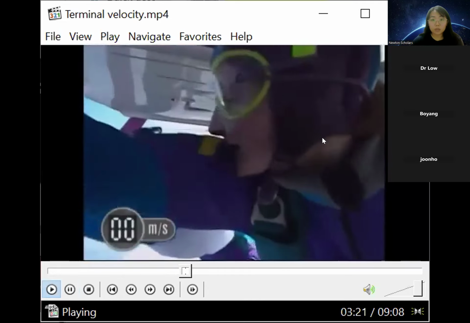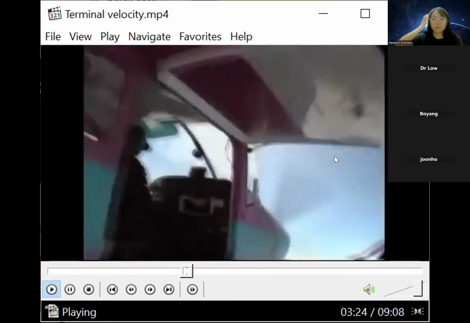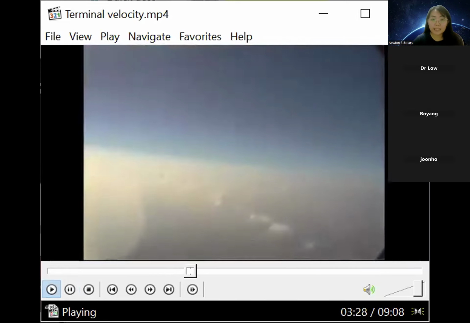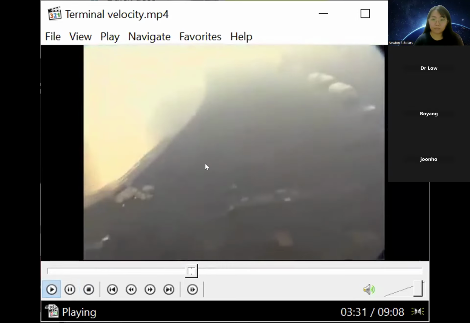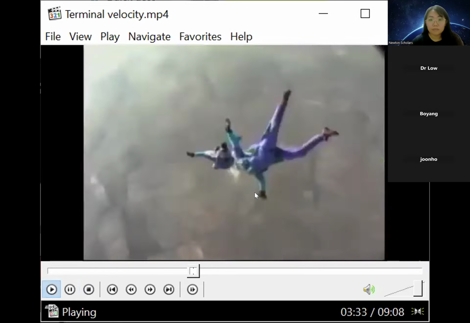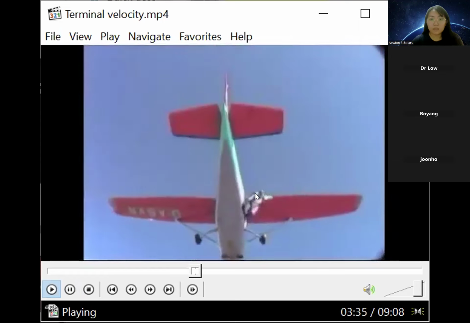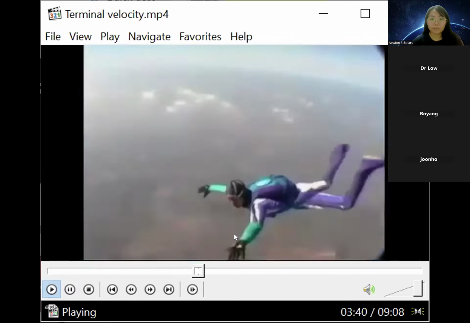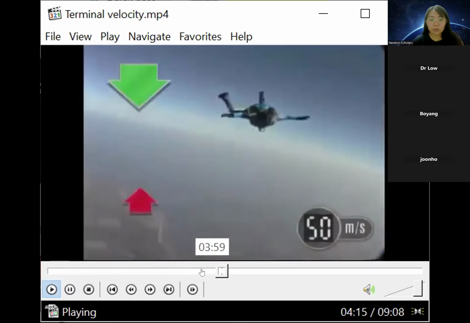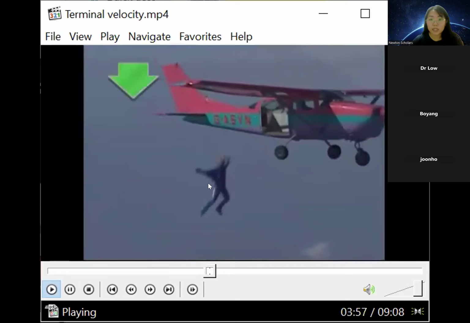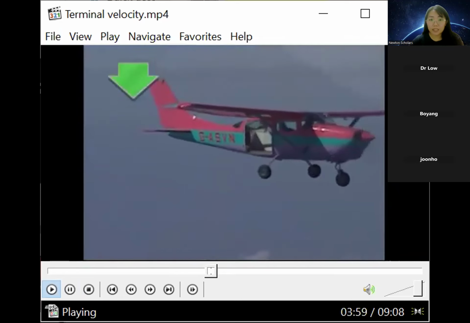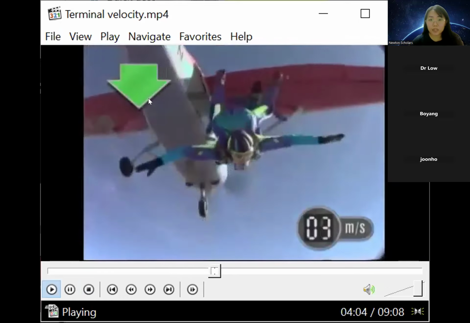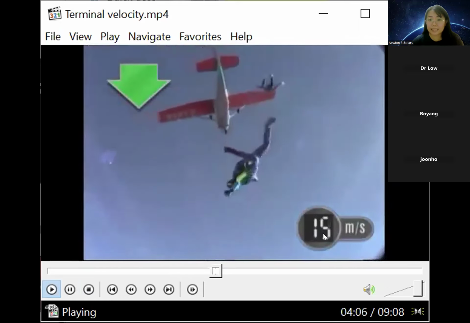Right now, the starting value is 0 because she hasn't jumped. After the jump, it will accelerate. I want to show with this value 1. At the start of the jump, there is only weight. This green arrow shows the weight. So at the start we only have weight, so we accelerate.